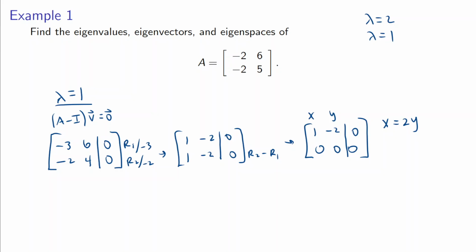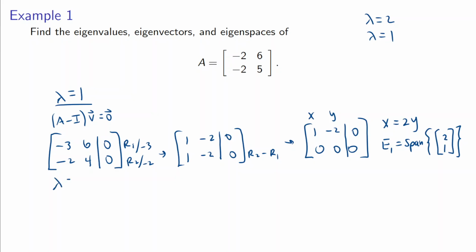And so I guess E sub 1 here is going to be any vector xy such that x equals 2y. So we might write that this is equal to the span of vectors of the form, again, as long as x is 2 times y. So we might write y as 1, and then x would be 2 times that. So basically any scalar multiples of this vector 2, 1 is going to form our eigenspace. And any vector in this eigenspace would be considered an eigenvector.